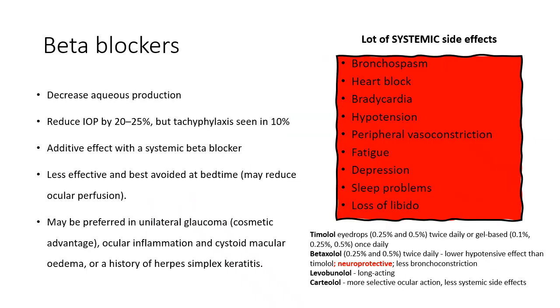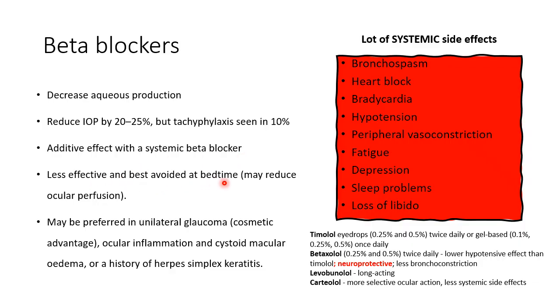Then we have beta blockers. Now, beta blockers came before prostaglandin analogs, and they used to be the gold standard earlier until prostaglandins came into the scene. So, beta blockers, how do they act? They decrease the aqueous production, reduce IOP by 20 to 25%, but tachyphylaxis, that is, a plateauing of the effect, is seen in up to 10% of the patients. They have an additive effect with the systemic beta blocker, so the effect of IOP reduction would add up, so would the side effects.